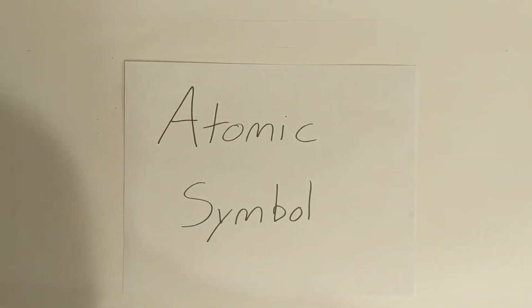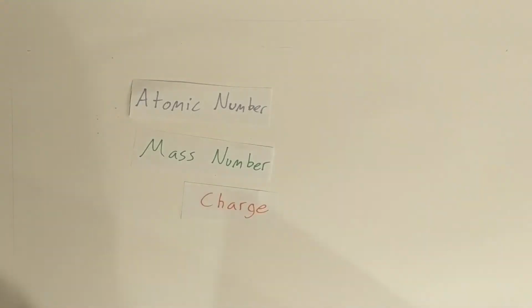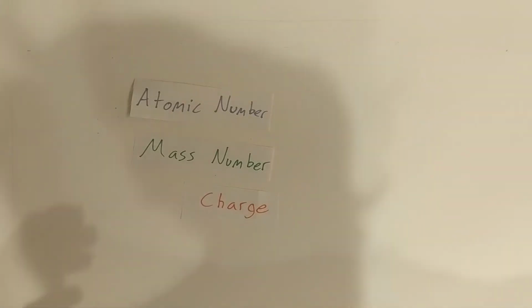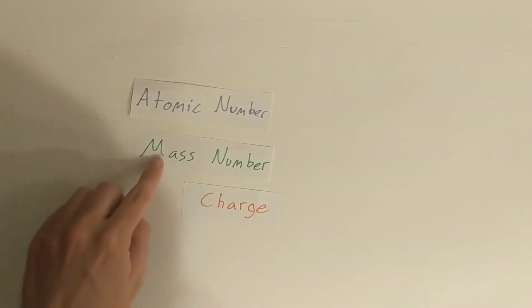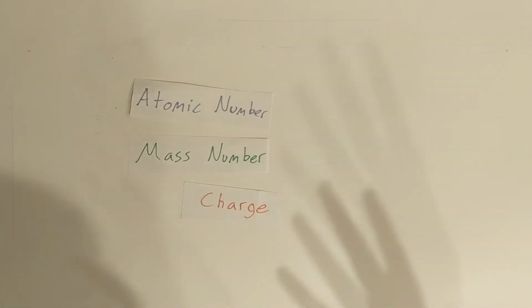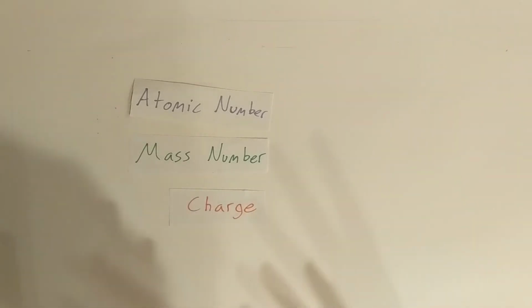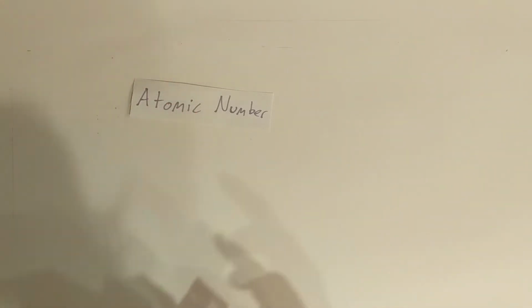Today's set of notes we are going to learn how to write the atomic symbol. And when we think about the atomic symbol, we have to understand three things about the atom. We need to understand the atomic number, which tells us what element it is. We need to understand the mass number, which just tells us how much mass that specific atom has. And we need to understand the charge, which tells us how much positive or negative charge the atom has. So we'll talk about these one at a time.